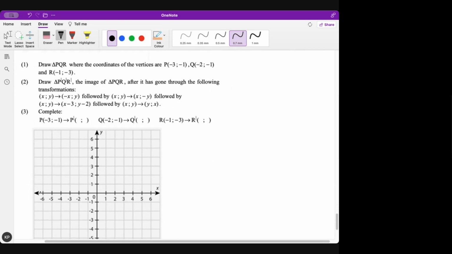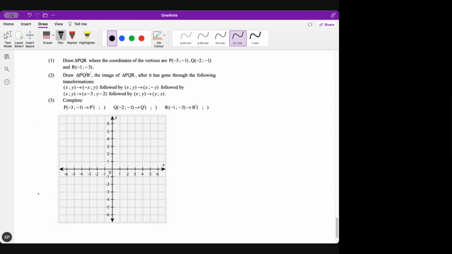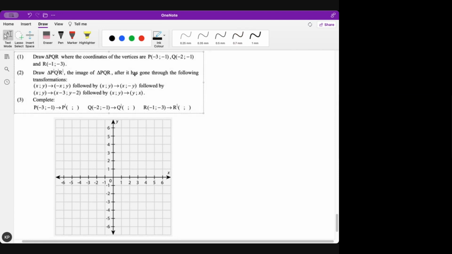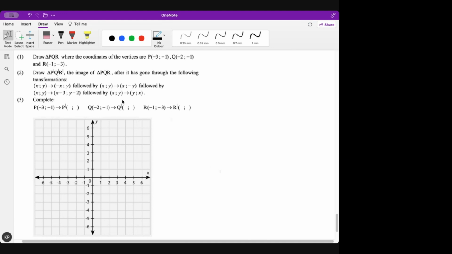Okay, wonderful. Let's do another one. Now this time, I need to move this to make space. This time, we are going to be performing quite a few reflections, but let me not get ahead of myself. Let me first just draw the triangle, right? Draw a triangle PQR. Corners of the vertices are -3 and -1, so that's over there. -2 and -1, that's a very narrow triangle. And -1 with -3 over there.